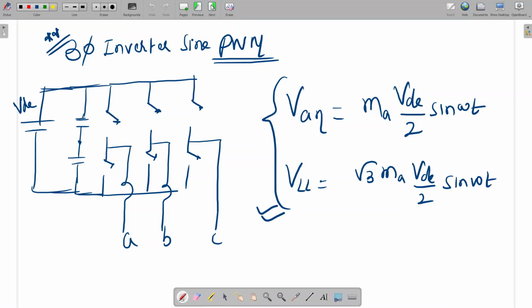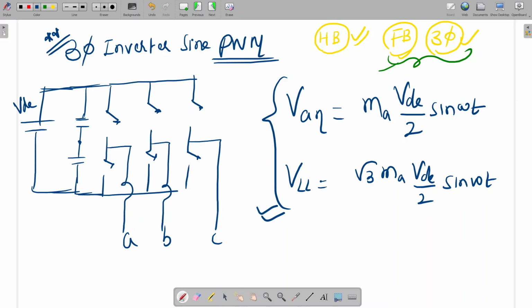See, sine PWM for three phase. What will be the sine PWM? Already we have seen it for the half bridge converter. In GATE, this part they have asked till now. Full bridge they have not asked, and three phase also they have not asked till now. So in this section they can ask the question.